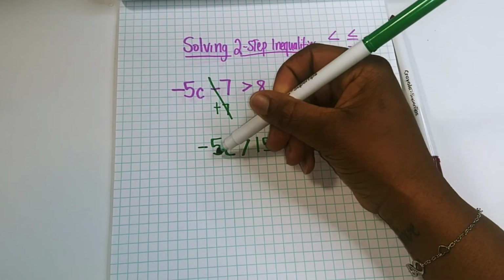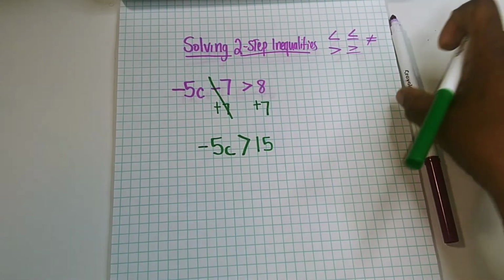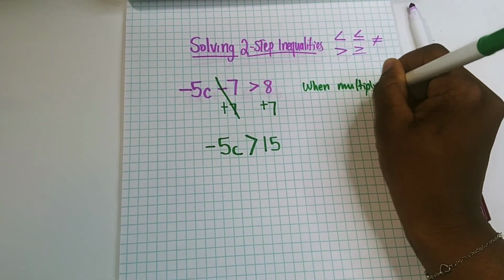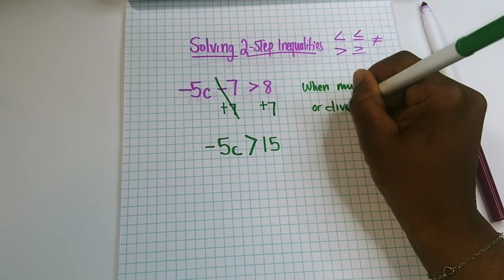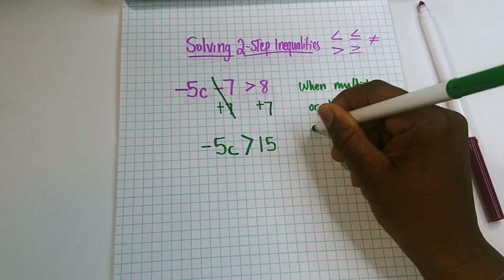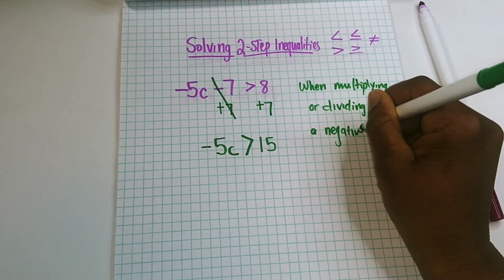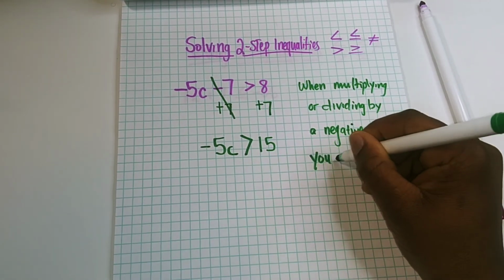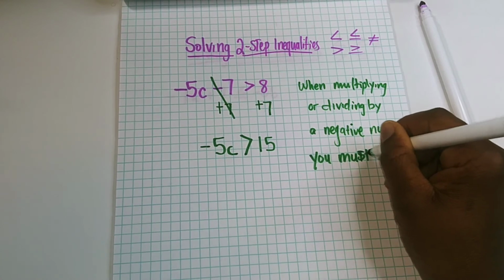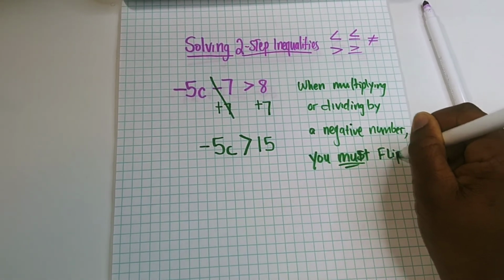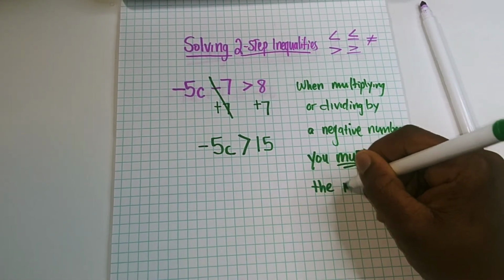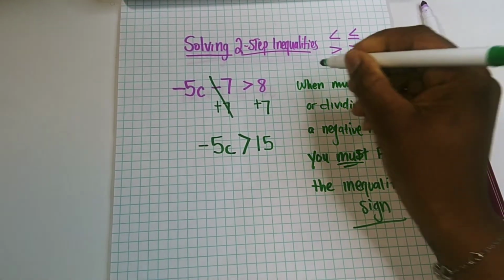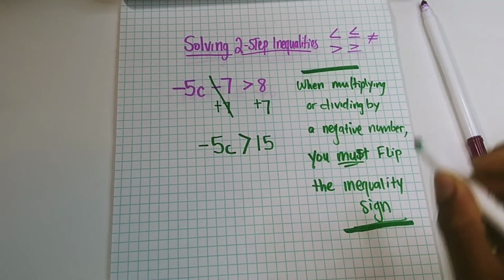Now, I can see already that I'm going to be dividing by a negative number. Remember, the rule is when multiplying or dividing by a negative number, people always forget this. Do you remember? You must flip, change, reverse, however you want to put it, the inequality sign, only when you are multiplying or dividing by a negative number.